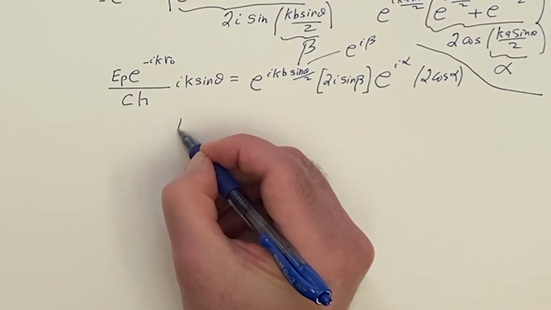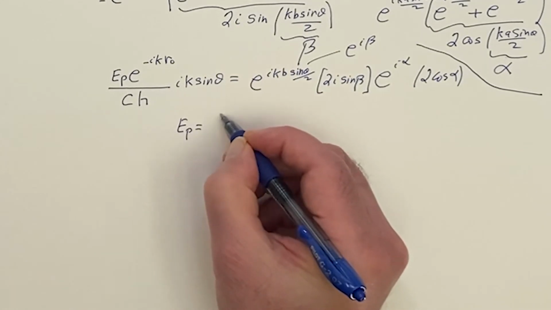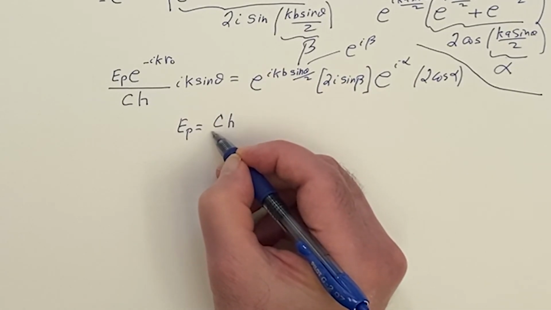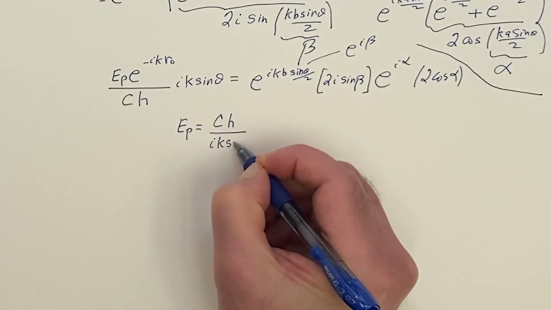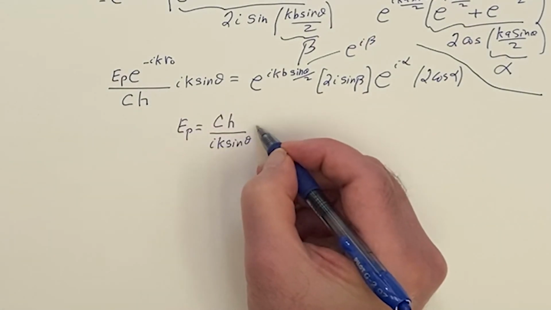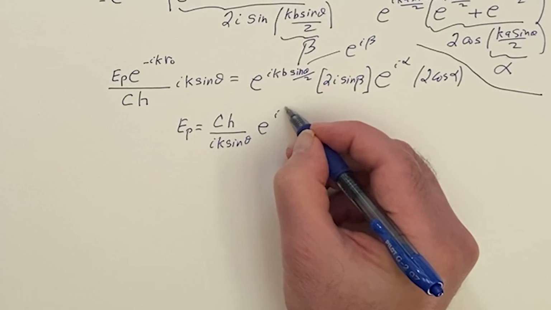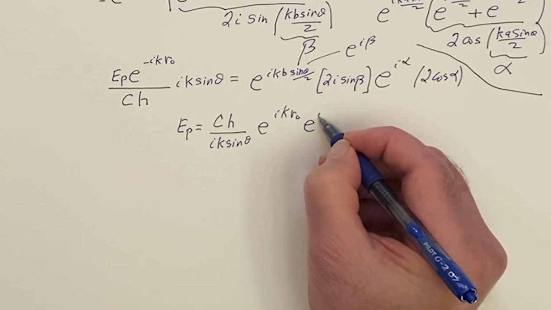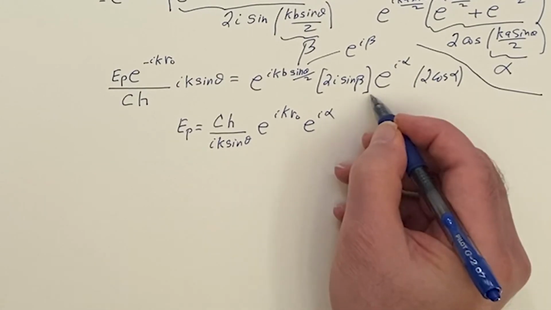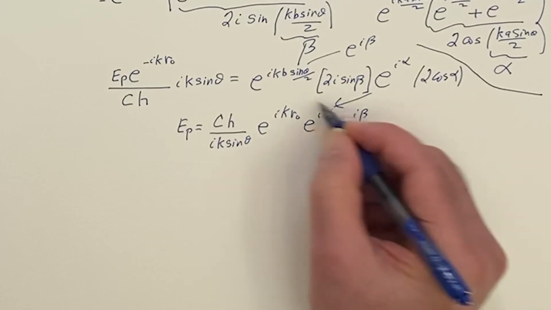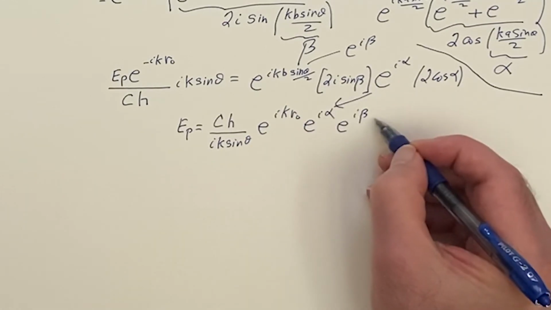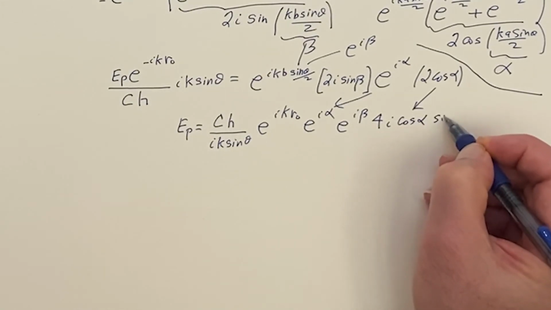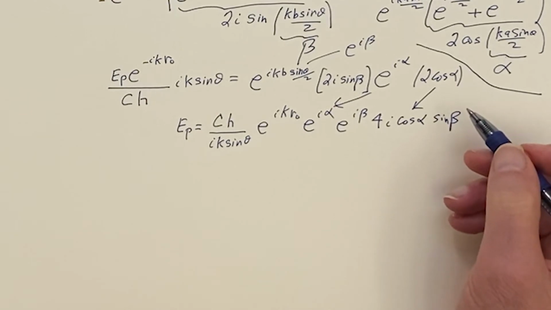Okay, let's go ahead and write this out now with the EP on the left. And I have the ch, going to bring it over to the right-hand side, and we'll divide by ik sine of theta. And then we have e to the ikr naught, that comes over. And then we have e to the i, put the alpha one first, and then e to the i beta. And then we have 2 times 2 is 4i, cosine alpha and sine beta. All right.